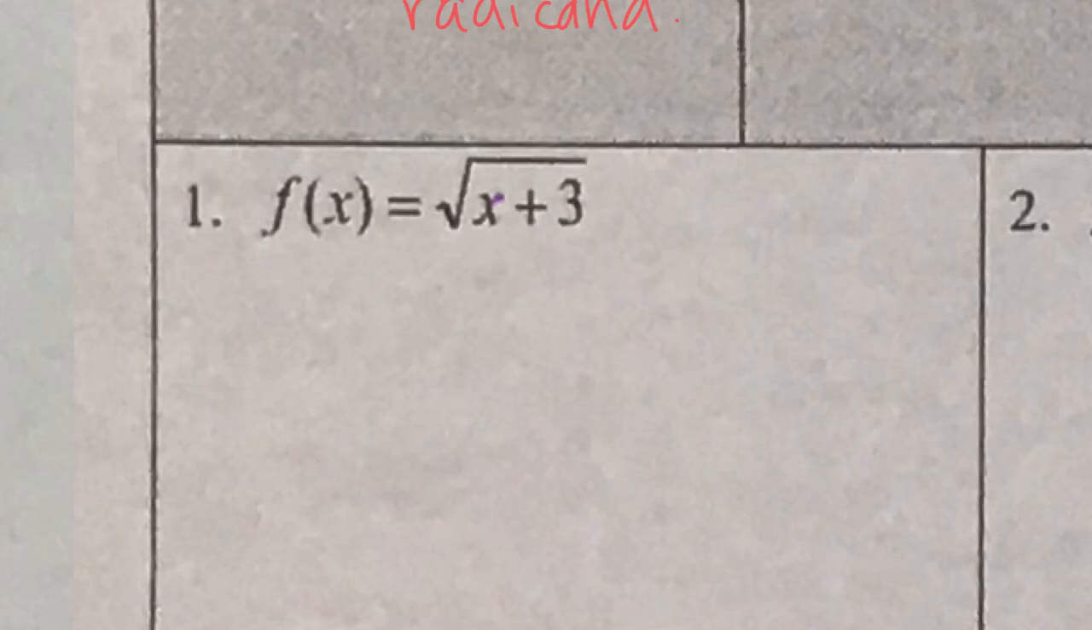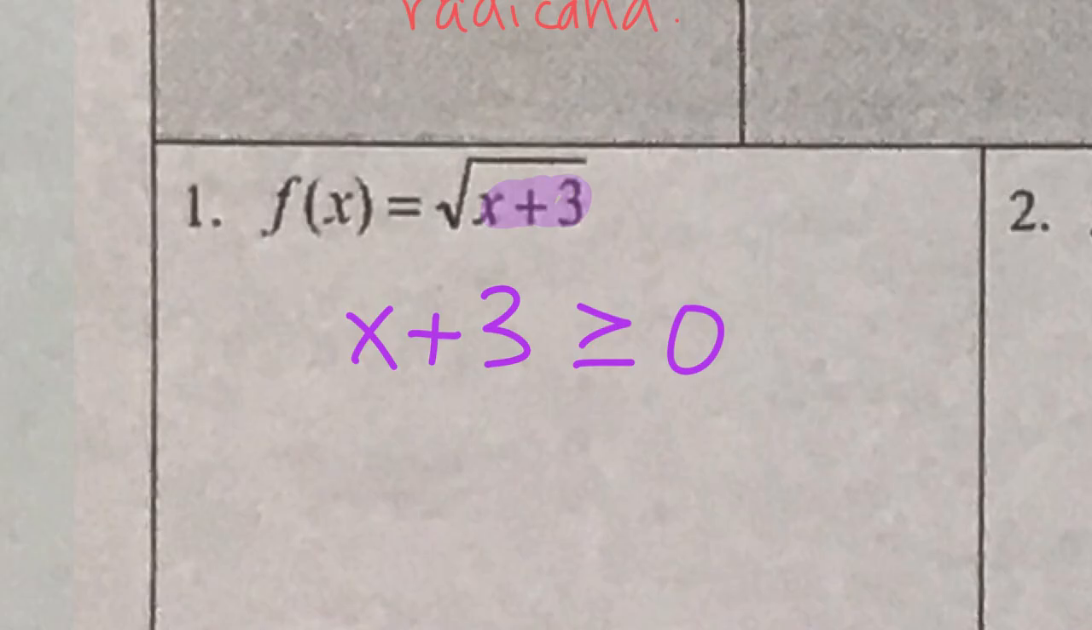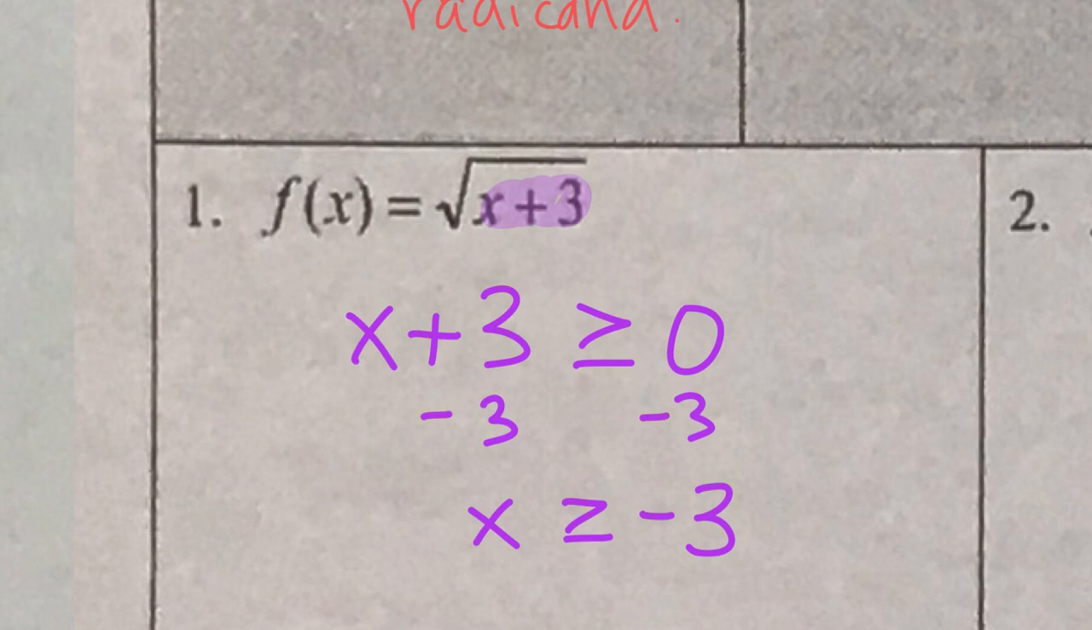Okay, so this is your radicand, the x plus 3. It's underneath your radical. So we set x plus 3 greater than or equal to 0. That's your equation that we're going to now solve for x. So we'll subtract 3 from both sides, and we get that x has to be greater than or equal to -3.